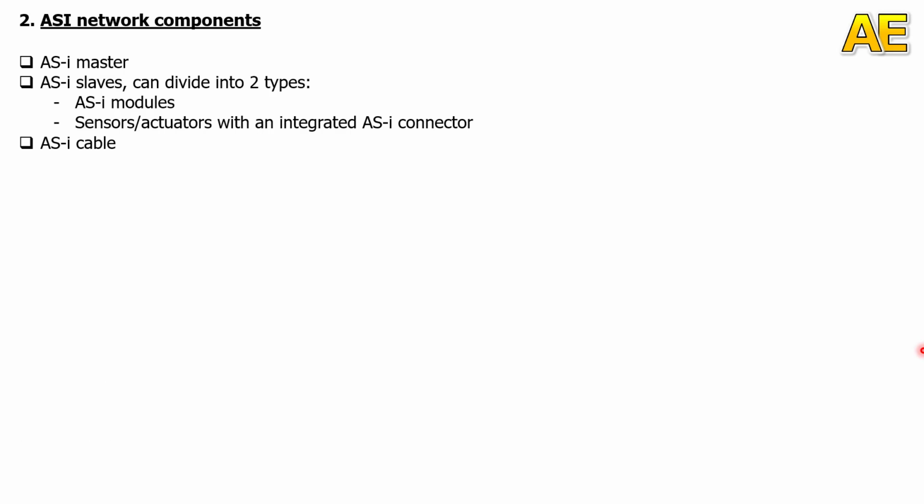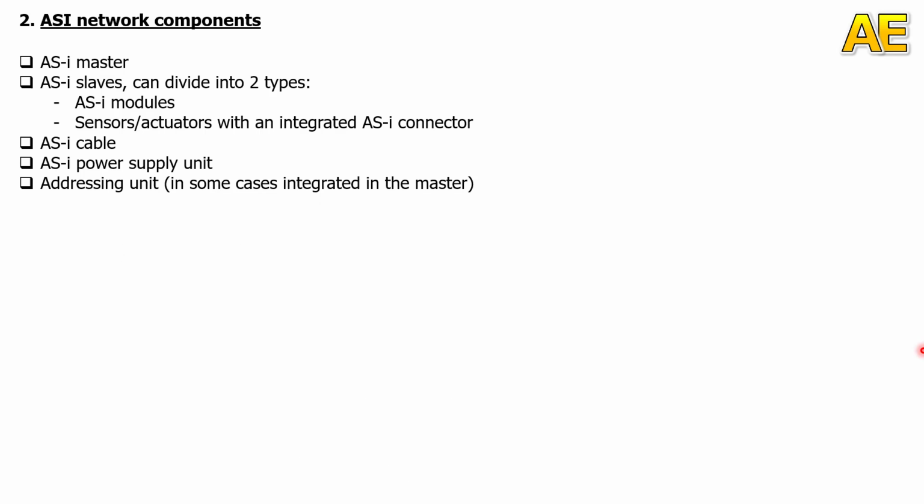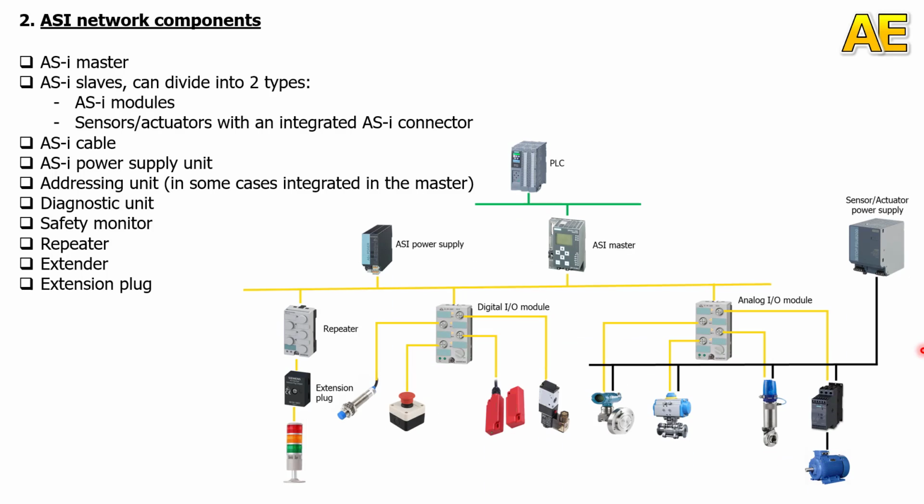Third one is the ASI cable. Next one, the ASI power supply unit. Next one is the addressing unit, diagnostics unit, and also the ASI analyzer, another name. Next one is the safety monitor and repeater, extender. And the final one is the extension plug. And this is a basic ASI network with almost all components.